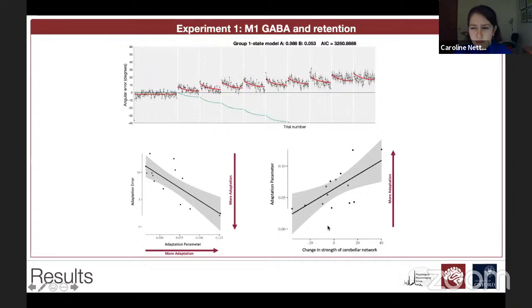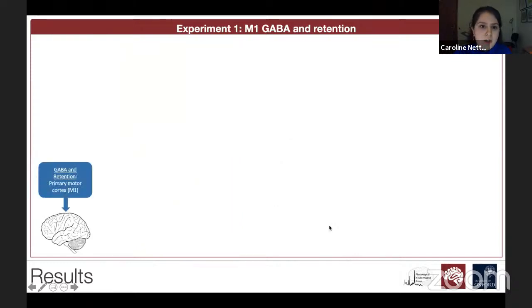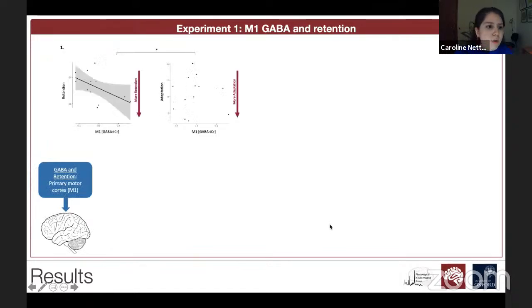So that gave us some confidence that we're actually driving changes in the brain that are known to occur in response to adaptation, and that our measures of adaptation, it doesn't matter how we quantify adaptation, the same results hold. So next, we tested our specific hypothesis regarding early M1 GABA and retention of the adaptive movement. What we find is that M1 GABA measured at baseline correlates with retention, but not with adaptation. So the higher your M1 GABA concentration at baseline, the more you retain of the adapted state later after adaptation.